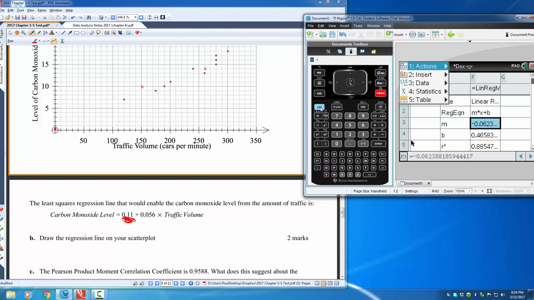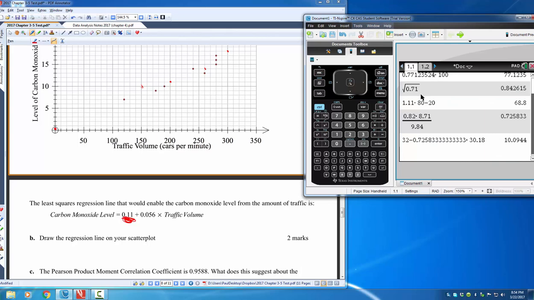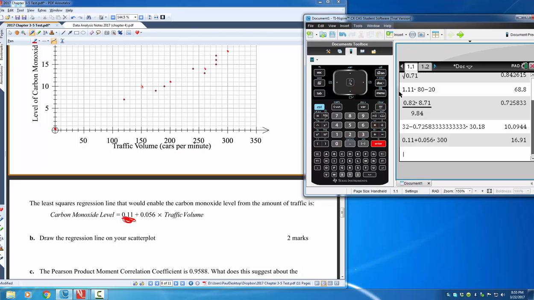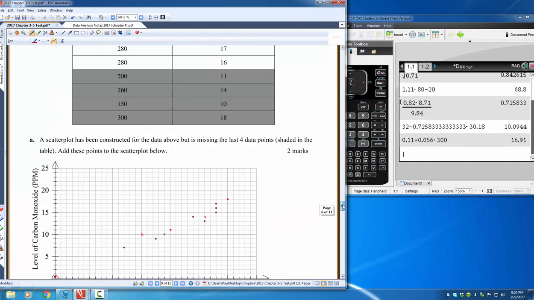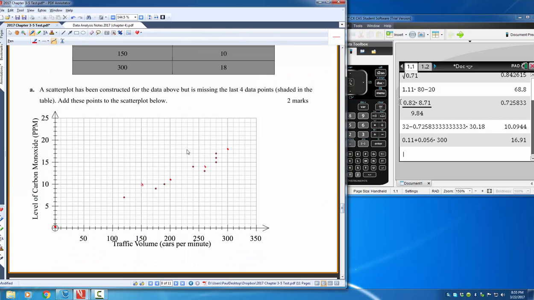So we're going to go back to our calculator. We're going to go 0.11 plus 0.056 multiplied by the traffic volume. What did I say I was going to use? Let's use 300, 16.91. Okay, so let's plot that point on here. So 300, 16.91, almost 17.